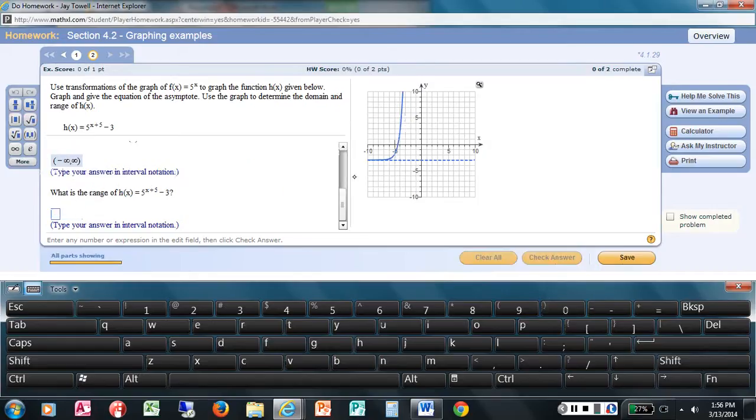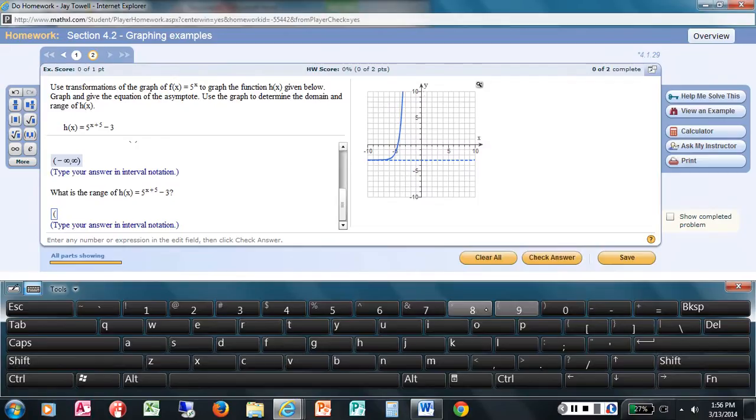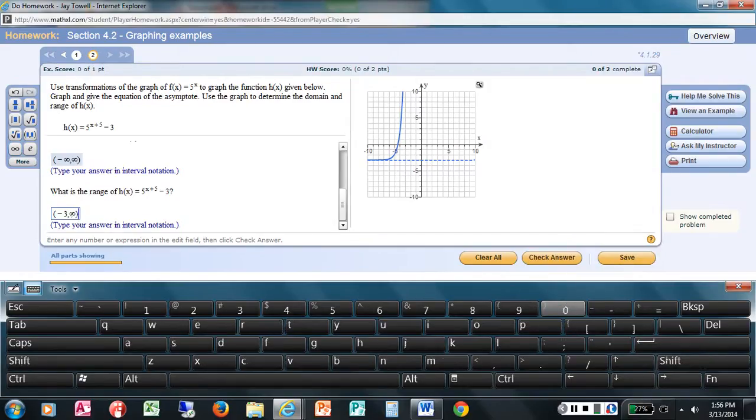All right, and then of course our range, the y values, well, the y values are just negative 3 to positive infinity. Okay. All right.